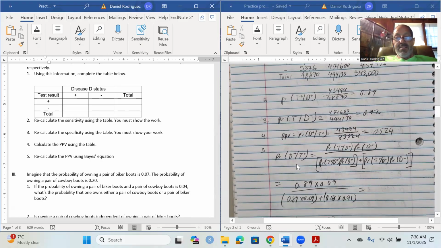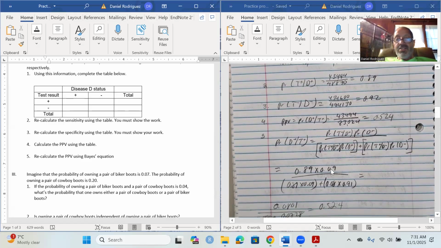I'm going to say recalculate the PPV using Bayes' equation. So now we use Bayes' equation. As you recall from our lesson, that's the probability of being disease positive given you test positive. And using a combination of the multiplication rule and the addition rule, we can actually calculate this value. The denominator is the total probability of testing positive, because you can test positive and be disease positive, or you can test positive and be disease negative, right? So that's what this denominator is. And we're using the addition rule for that.